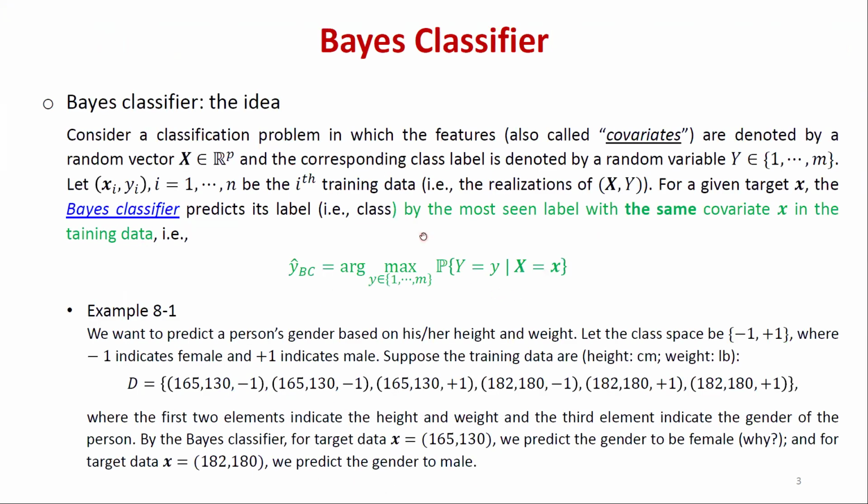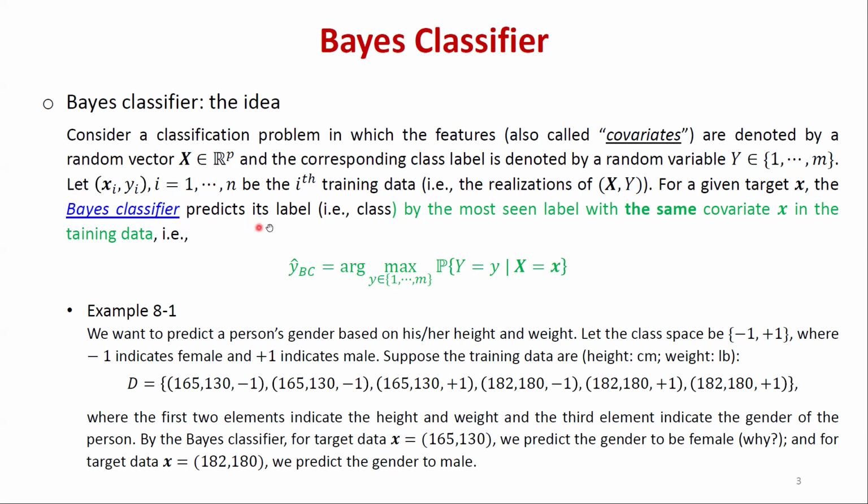Let's see. Okay, so first of all, let me define the Bayes classifier. Again, be careful here, there's no term naive. It's the Bayes classifier. We consider a classification problem in which the features, sometimes also called covariates, it doesn't matter, just different terms, are denoted by a random variable X in R^p. So it is p-dimensional, has p features, or you can say p coordinates, and a given label. Again, we use the same notation system, which is, totally m classes. And then let this one be the ith training data.